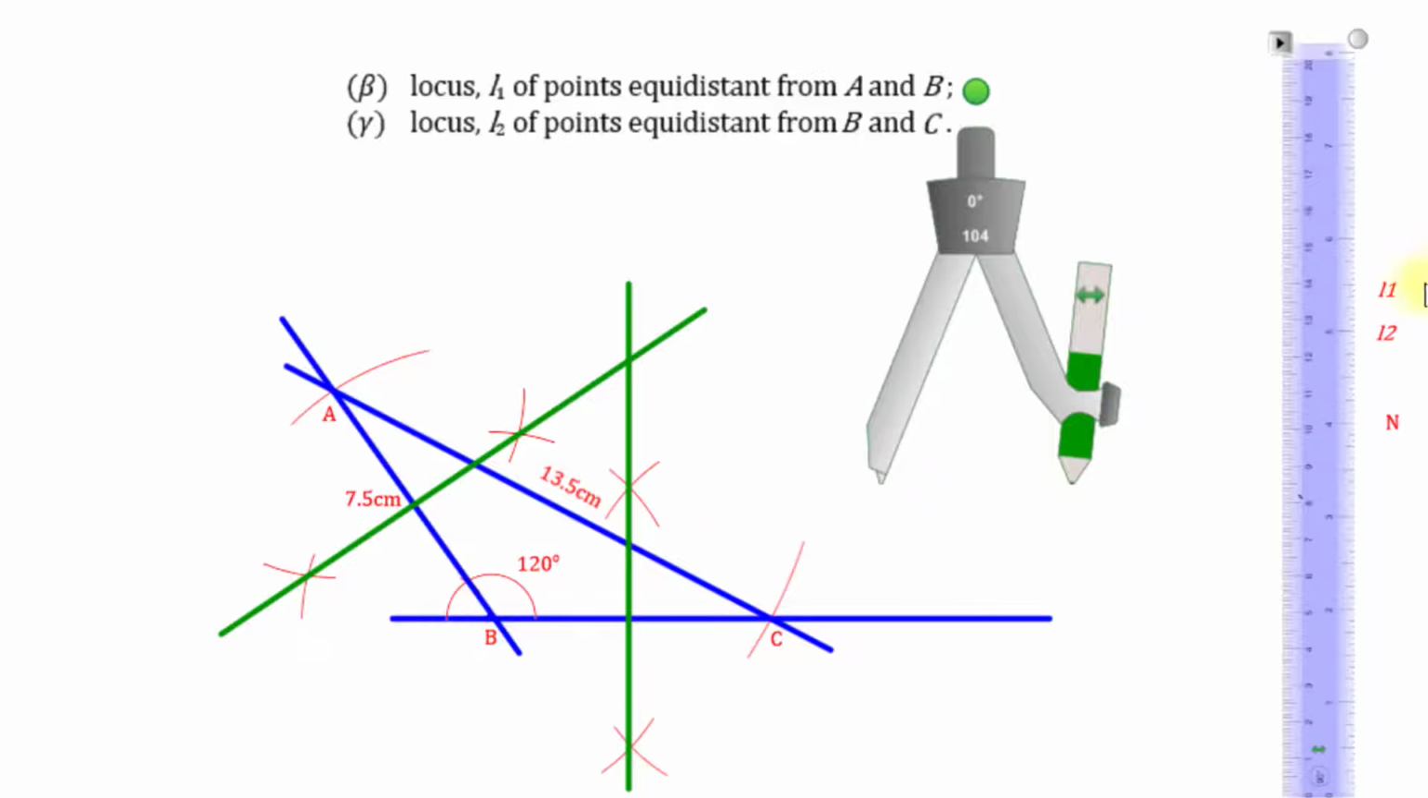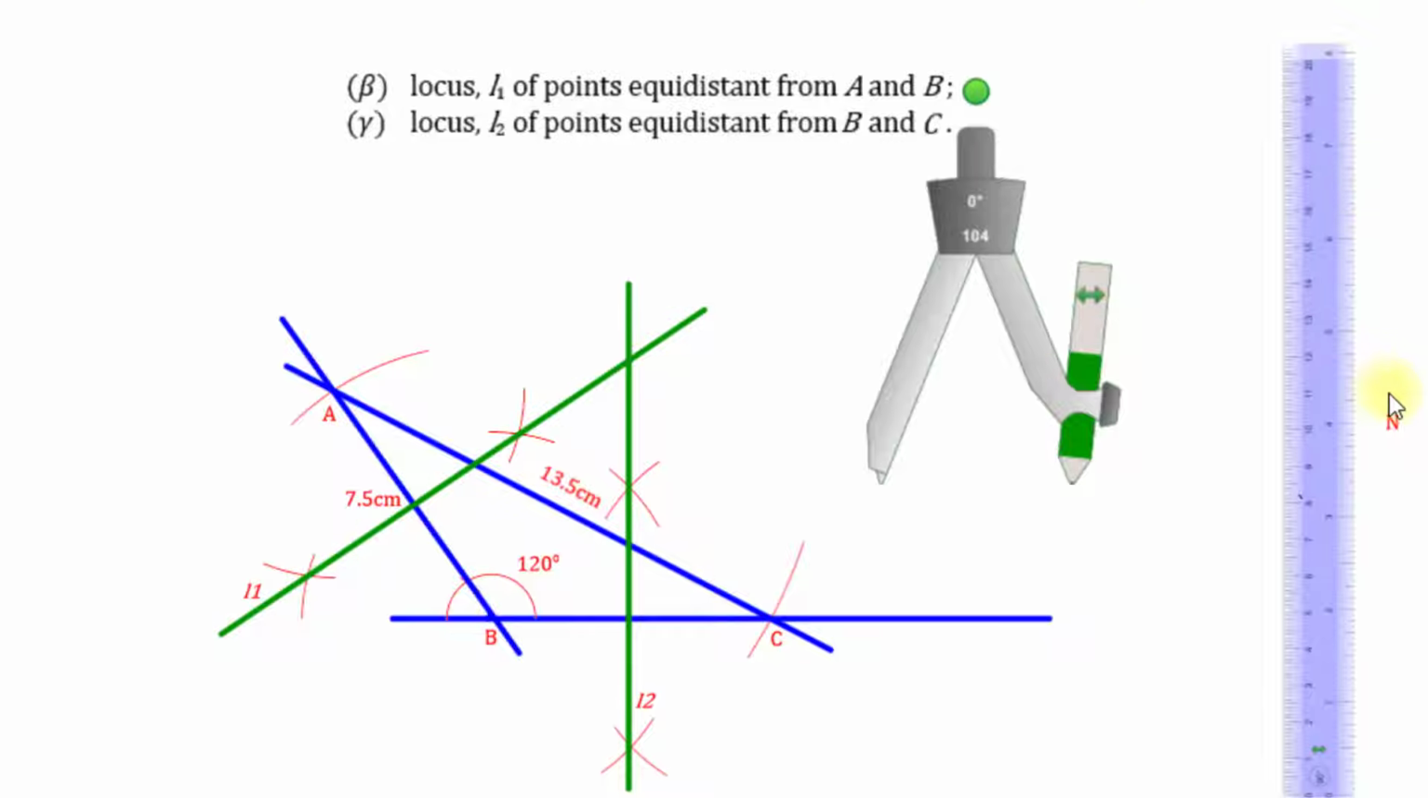Now look at this. This is the line L1. That is the locus of point that is equidistant from A and B. It is the perpendicular bisector of the line AB. So if you take any point, maybe here, the distance from here to A and distance from here to B is going to be the same thing. Okay, so that is the perpendicular bisector of the line AB. And here we have the perpendicular bisector of the line BC, that's L2. So this is L2, the perpendicular bisector of the line BC. And then this is looking very interesting.